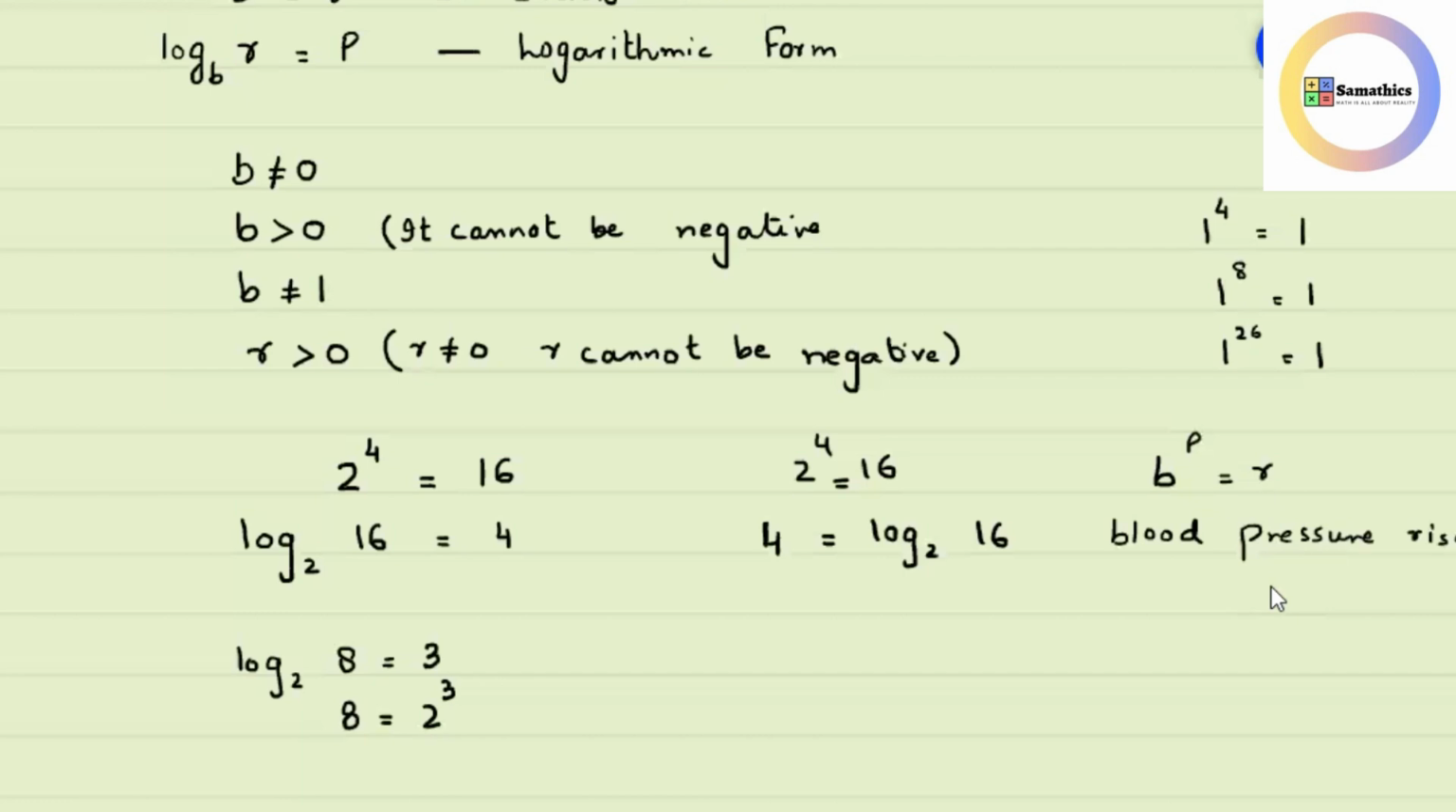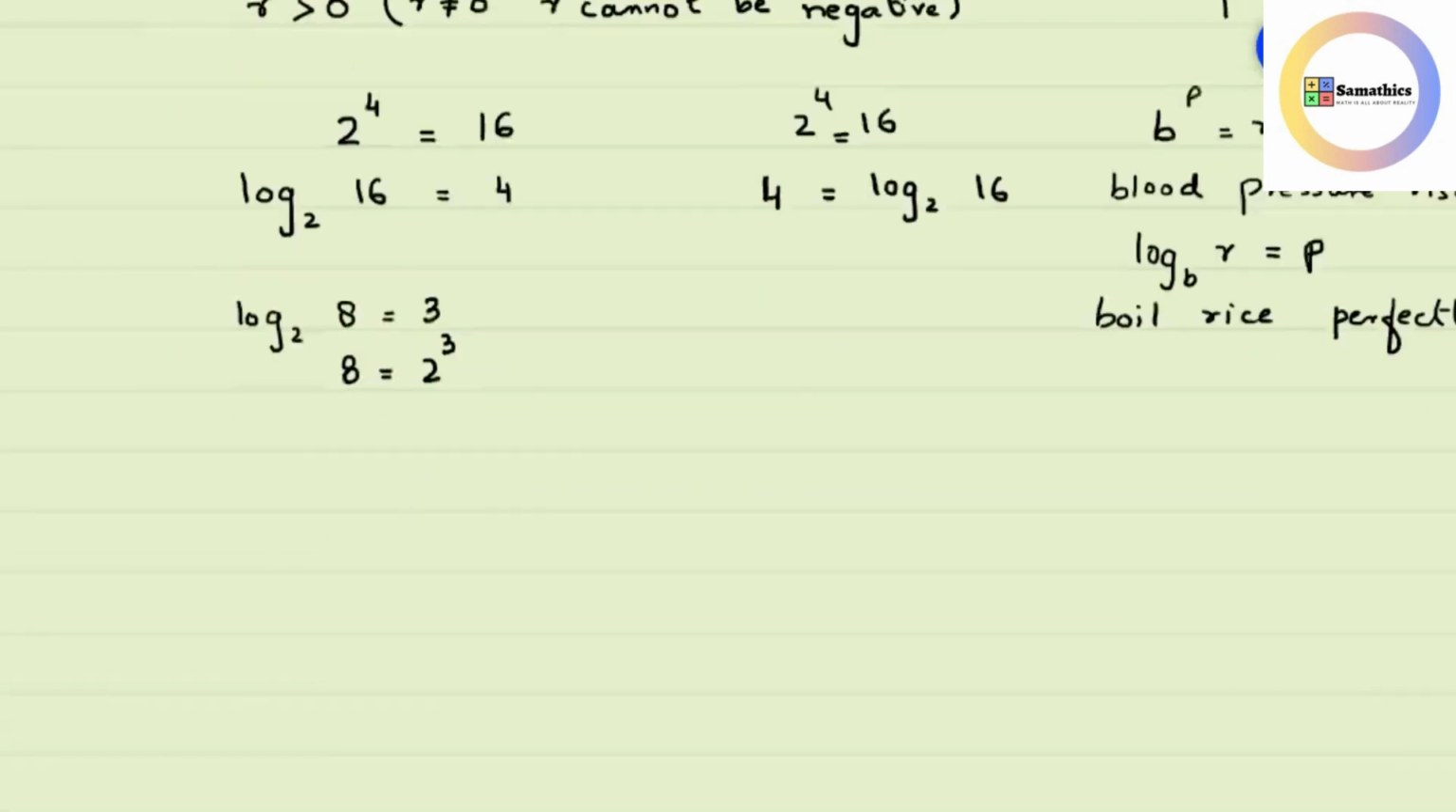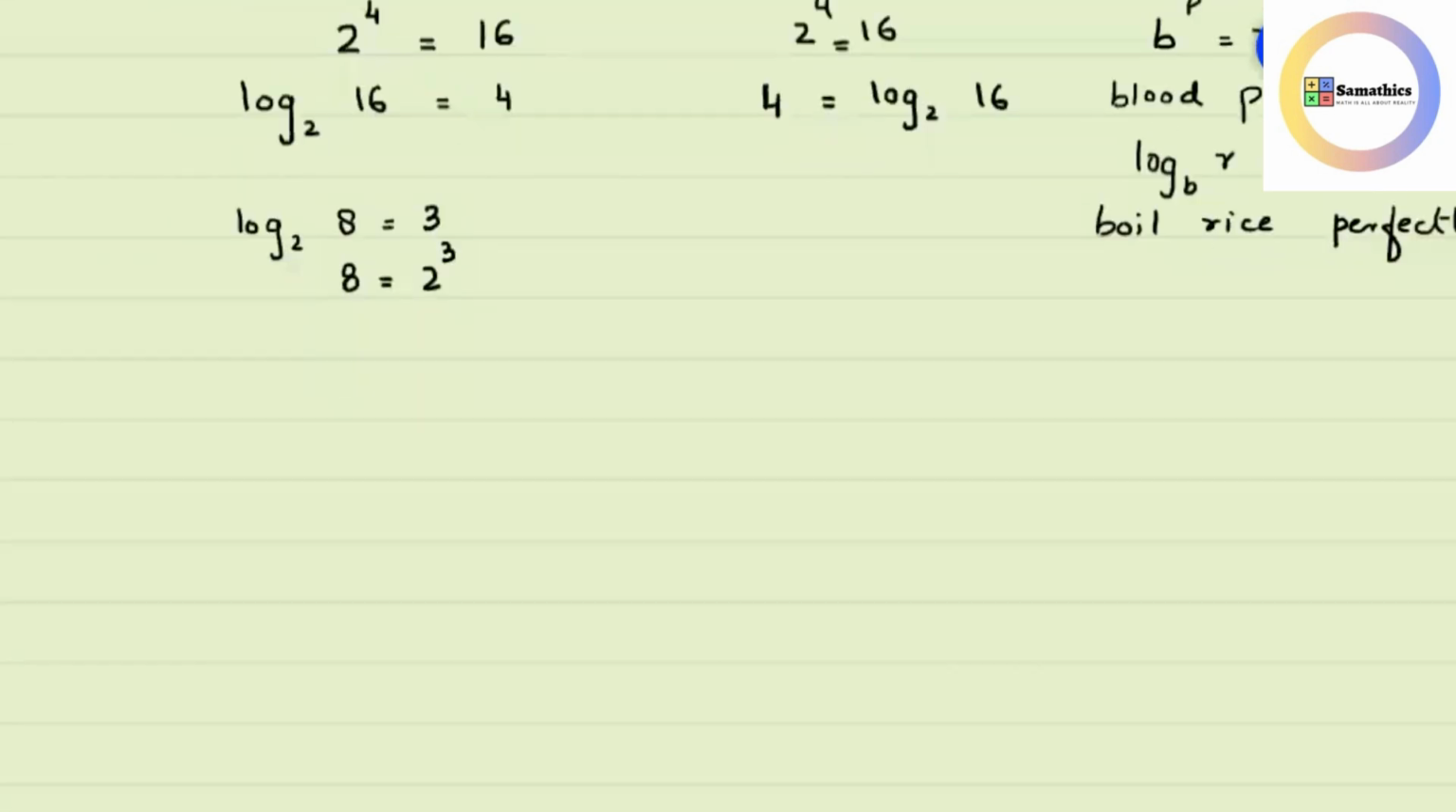And if you are writing in log form, then it is log to the base B, result and power. So if you remember these two, you will remember the order. BPR: B is base, power, result. And here log to the base B, result and power. With the help of this, you can solve different questions. Like if you have to find the value of x, and it is given log 3 of x is equal to 2.